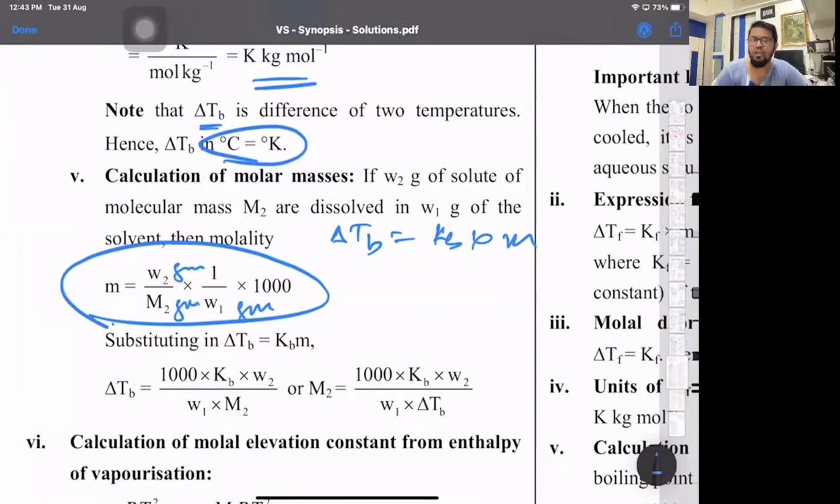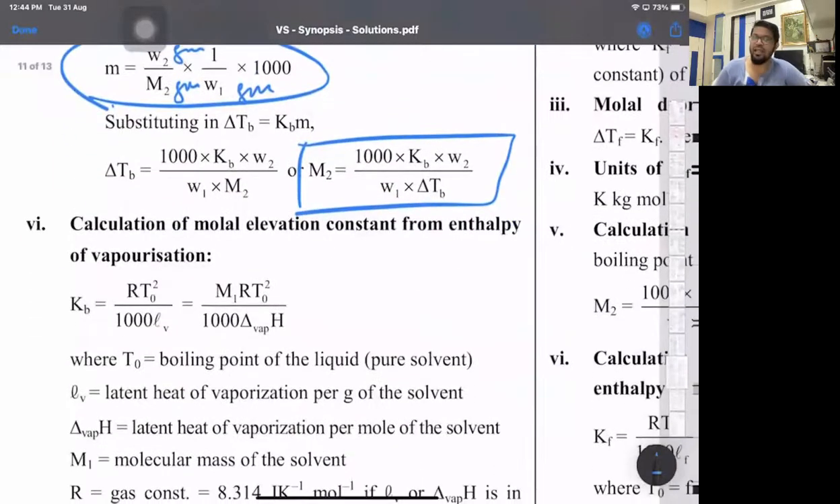If they were in kg, then the numerator is out and we have the formula for molar mass. That's 1000 into Kb into W2 upon delta TB into W1. If W1, W2 are going to be in grams, then 1000 can be removed in the numerator. And using this, we also can calculate the enthalpy change, delta H.